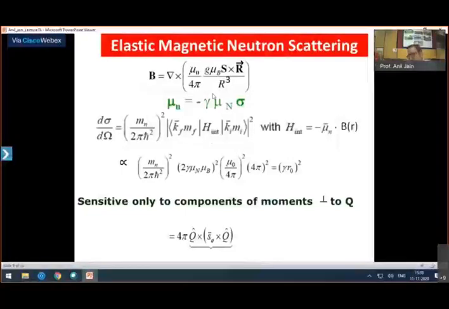So what you see in the magnetic neutron scattering is the component of the moment in a plane which is normal to the Q. And this is given by this vector. So please keep this always in mind that when you are doing magnetic neutron scattering, you are only sensitive to the component of the moment which is transverse to the Q.